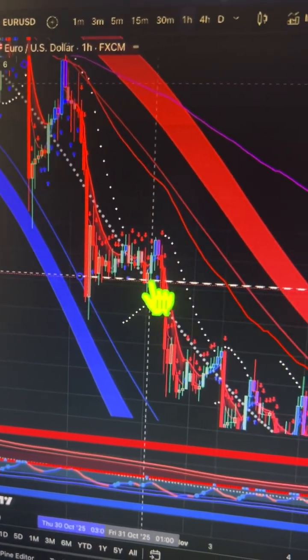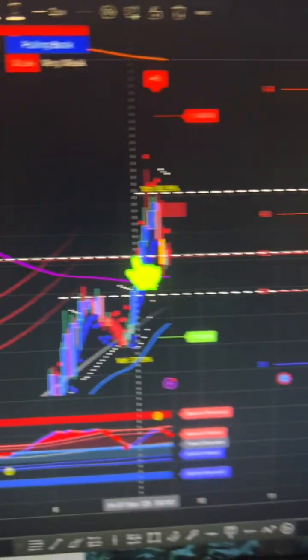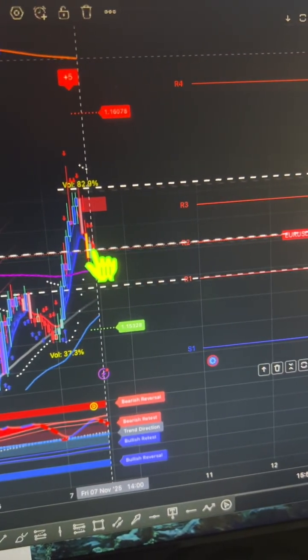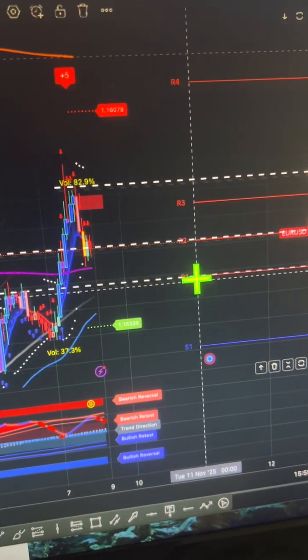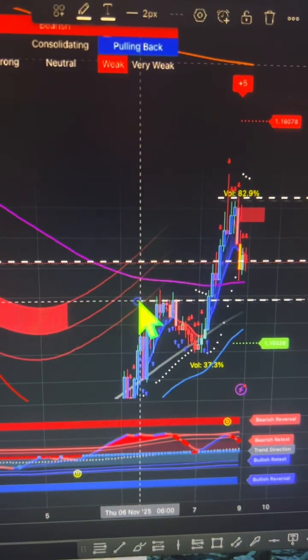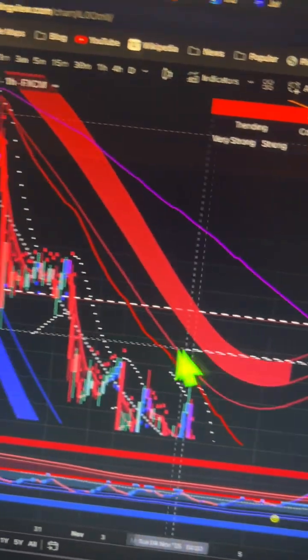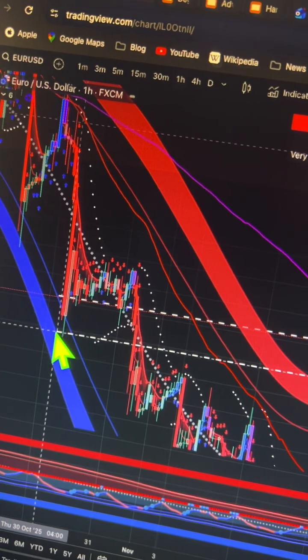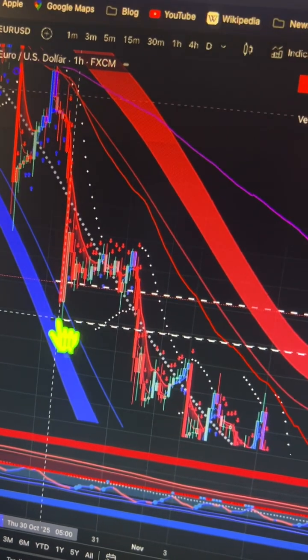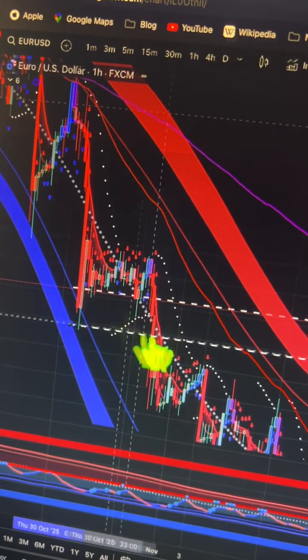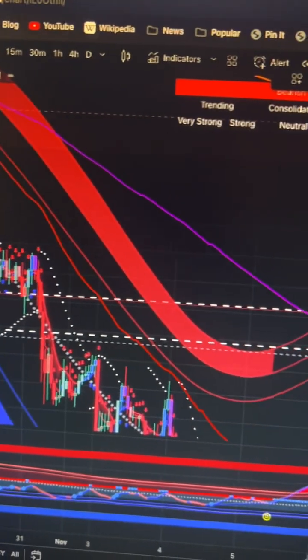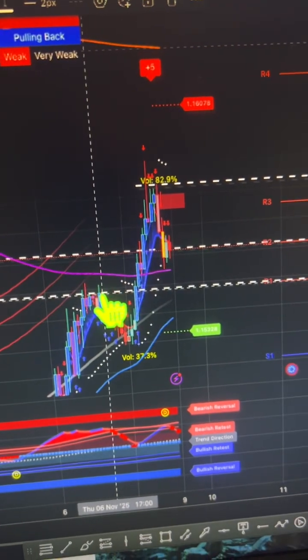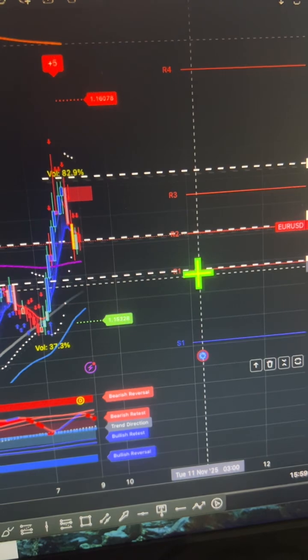Look at all the points it's hitting here. And then over here, we're hitting the same points. Okay, we have the R1 here. You can see right here, if we extend the R1 out to there, we wick down to it here. We've touched it several times, and that's the R1.